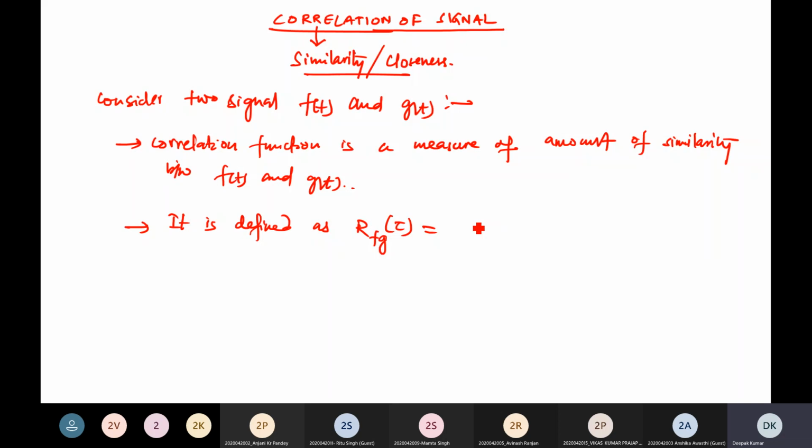In this way, the correlation function is defined as integration from minus infinity to plus infinity of f of t g of t minus tau dt. And if you have to measure the amount of similarity with a different function, the term is called the cross correlation function.